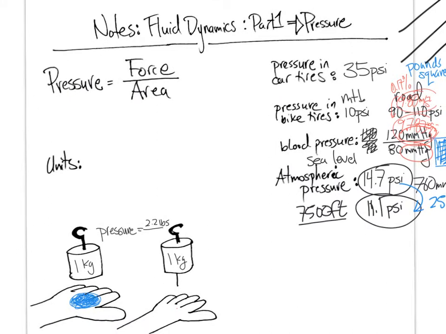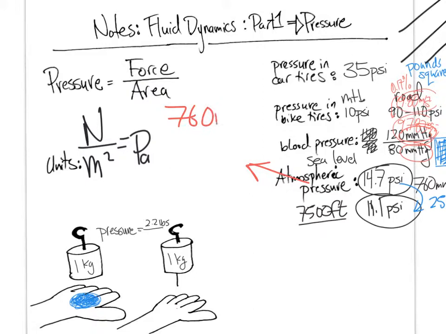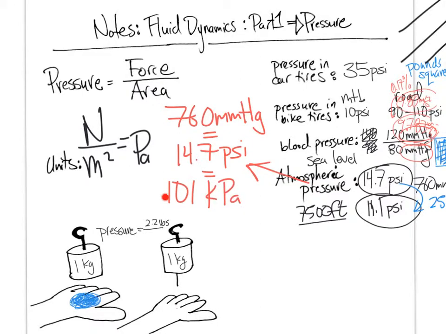Okay, so the units that we use, we're all about MKS, meters, kilograms, seconds, and newtons in physics. So a newton per square meter, which would be a very low pressure, is defined as a Pascal, Pa, and it's so little that we normally use kilopascals, but this is our fundamental unit when we talk about pressure. So when we're looking at atmospheric pressure, 760 millimeters of mercury is the same thing as 14.7 pounds per square inch, which is the same thing as 101 kilopascals. So 101,000 pascals. These are very small units of pressure.